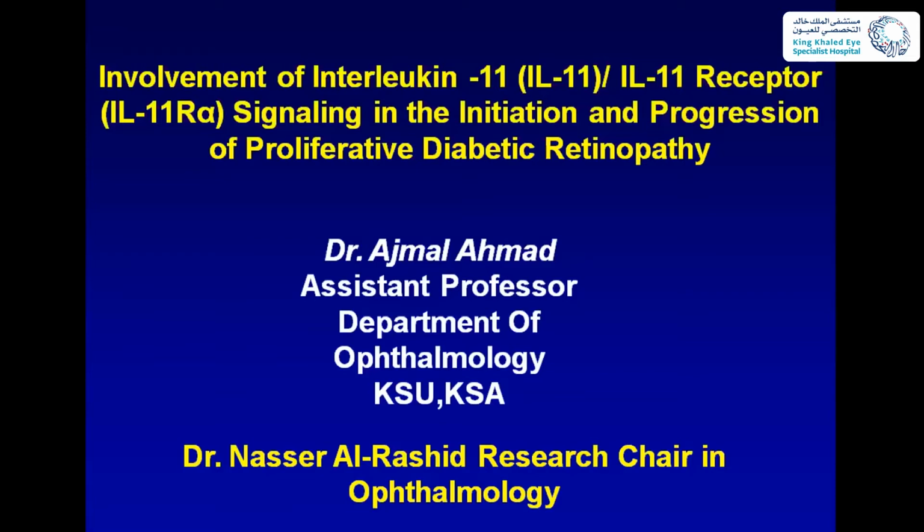Today he will discuss the role of inflammation in the pathogenesis of proliferative diabetic retinopathy. As you know, nowadays there is a strong belief that there is a strong mechanistic link between inflammation and angiogenesis in cancer, and we also showed this in diabetic retinopathy. So he will discuss today, according to his title, the involvement of interleukin 11, interleukin 11 receptor alpha signaling in the initiation and the progression of proliferative diabetic retinopathy.